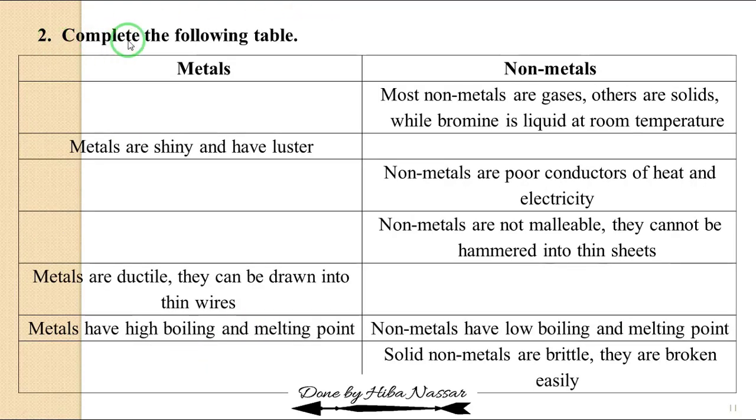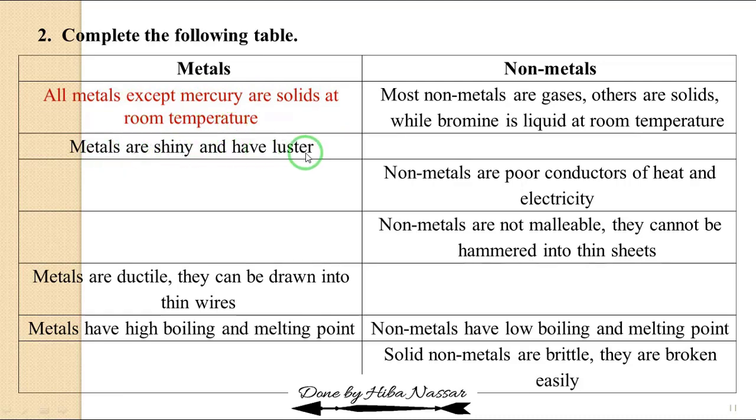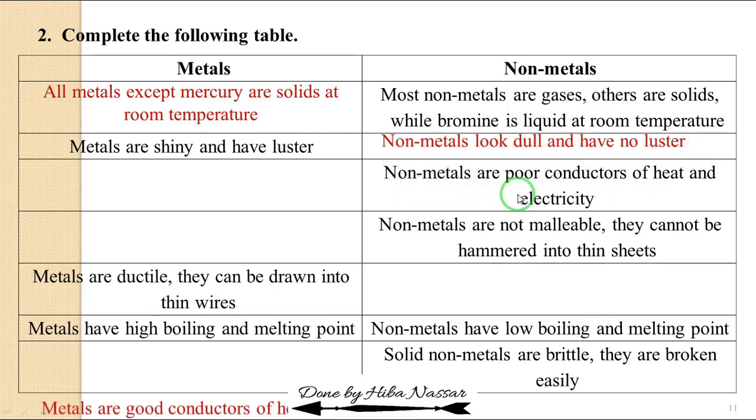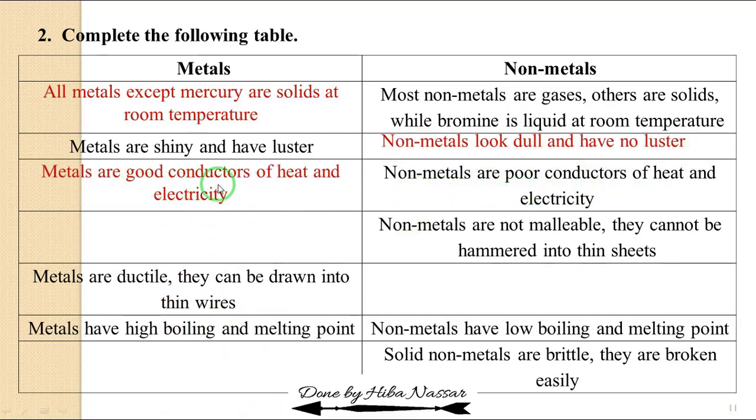Question number 2. Complete the following table. For non-metals, it's given for you that most non-metals are gases, others are solids, while bromine is liquid at room temperature. For metals, we can say that all metals except mercury are solids at room temperature. Metals are shiny and have luster, while non-metals look dull and have no luster. Non-metals also are poor conductors of heat and electricity, while metals are good conductors of heat and electricity.